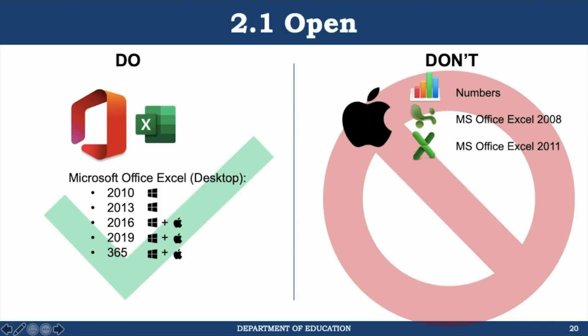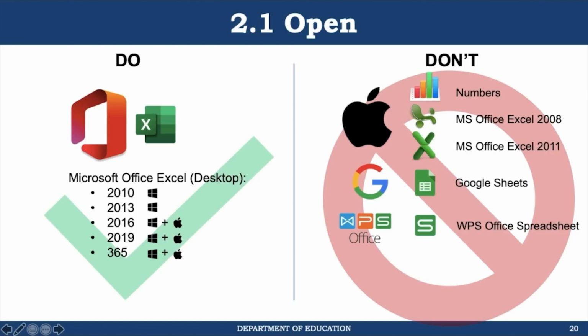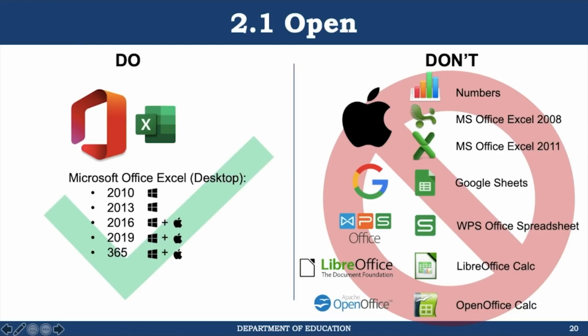You also cannot use these programs. If you are on a Mac, do not open with Numbers or older Office for Mac apps, versions 2004, 2008, or 2011. Furthermore, you should not use Google Sheets or any other Microsoft Office alternatives such as WPS Office, LibreOffice, or OpenOffice. Note that if you open the IPCRF tool with any of the apps in the Don't column, in other words, not Excel, the tool is forever broken and you need to download a new copy.